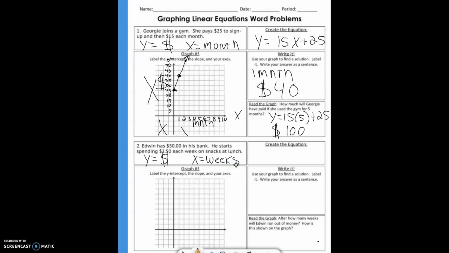So my equation, if he's spending now $2.50, which would mean that he is going down to 50, okay? And he started off with what? 50 cents, right? So let's take a look at what this is going to look like.